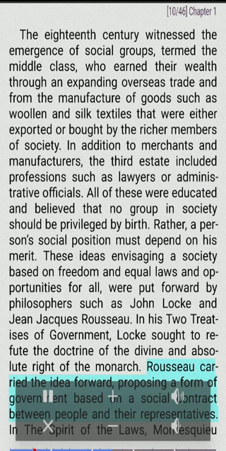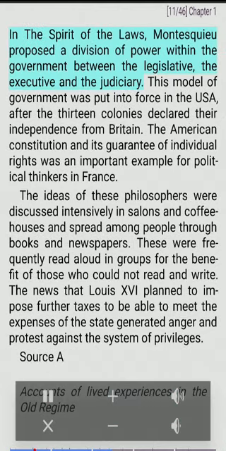In his Two Treatises of Government, Locke sought to refute the doctrine of the divine and absolute right of the monarch. Rousseau carried the idea forward, proposing a form of government based on a social contract between people and their representatives. In The Spirit of the Laws, Montesquieu proposed a division of power within the government between the legislative, the executive and the judiciary. This model of government was put into force in the USA, after the 13 colonies declared their independence from Britain.